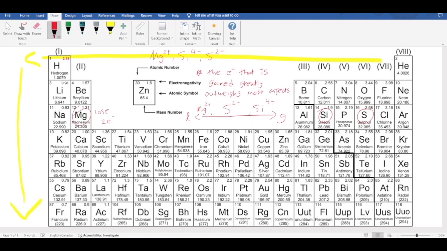What do I mean by that? Every time you get an electron, which is what anions do, the receiving of that electron creates a very, very strong electrostatic repulsion. So I understand that the magnesium here, it's losing electrons. If it's losing electrons, this means there is not going to be much electrostatic repulsion.